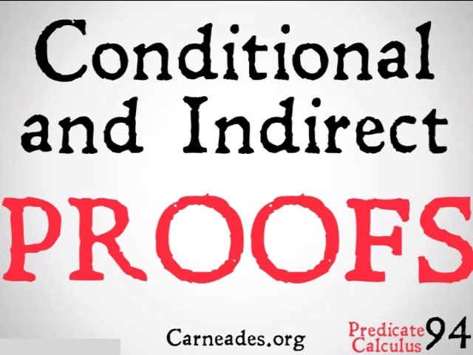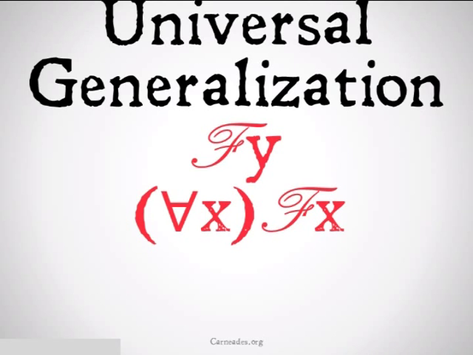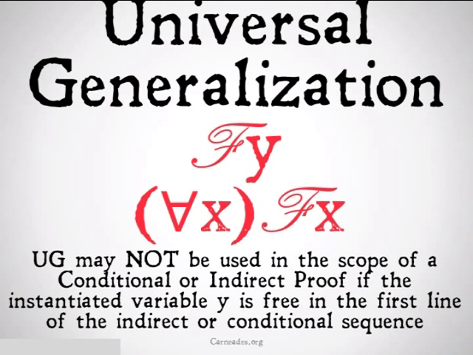There is, however, going to be one important difference that we need to note. As I mentioned when we were talking about the rules of instantiation and generalization, I said there was going to be some extra caveats that we would add to universal generalization. Here's one of them right now. Universal generalization, going from things like y is an F to for all x, x is an F, cannot be used in the scope of a conditional or indirect proof if the instantiated variable y is free in the first line of the indirect or conditional sequence. That was a lot of words.